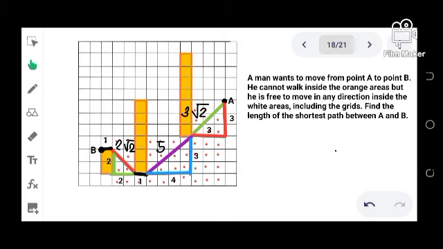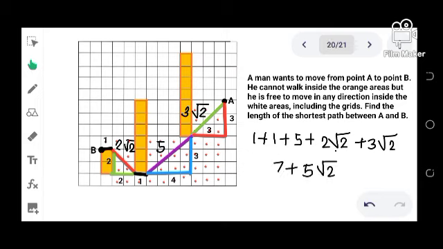Then, take note, we have these 2 short segments here. It's just comprised of one grid. Now, we add all of this in order to find the measure of the path. We have 1 plus 1 plus 5 plus 2 square root of 2 plus 3 square root of 2. This will give us 7 plus 5 square root of 2. So this is now the length of the path and the problem is solved.